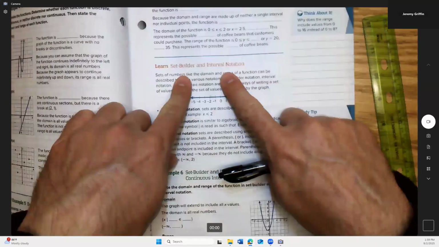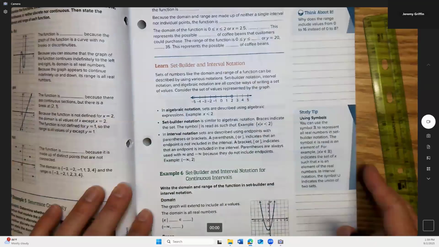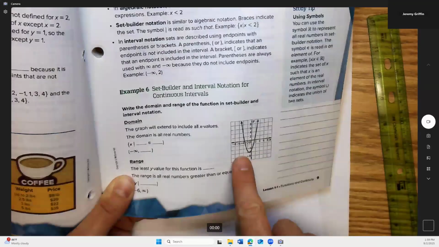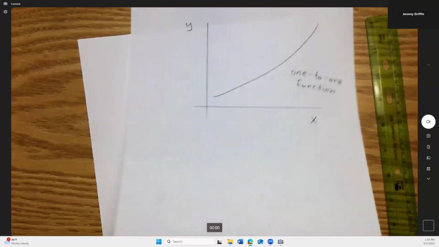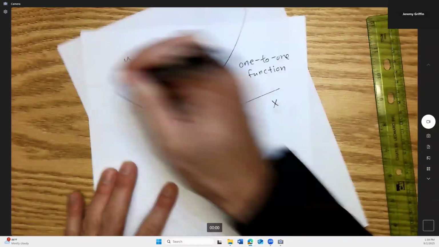Okay, so here we go. There's set builder notation and there's interval notation. If you see something like set builder, let's do this parabola down here, because if you're following along with the book, they start you out. They fill in part of this, but not the whole thing. So I'll do this with you guys. Say some kind of parabola like that.